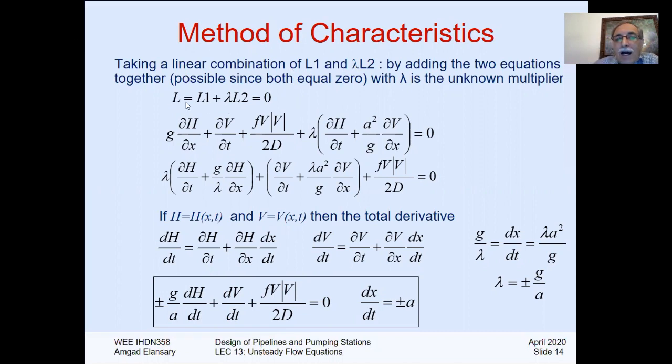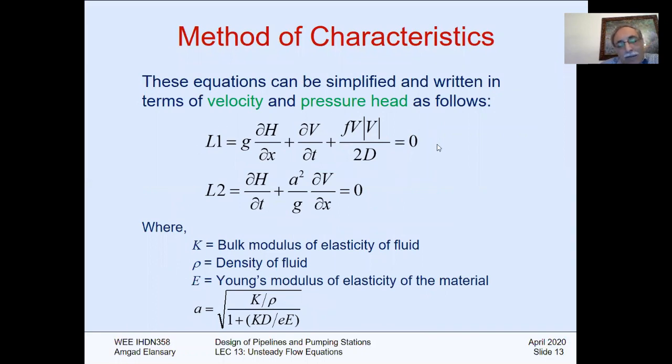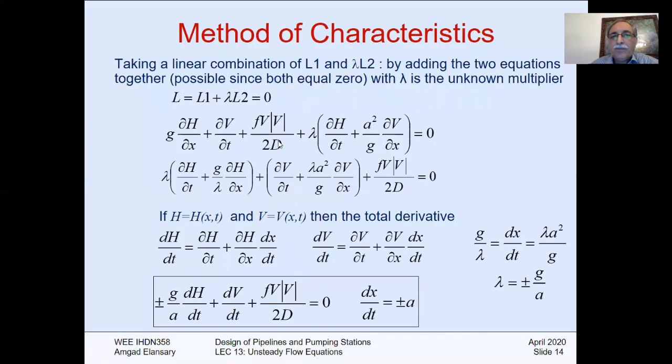But first, I'm going to create a new equation, which we name L, equal to L1 plus lambda L2. Again, remember this is called L1, this is called L2. What I'm going to do right now is add L1, then multiply L2 by lambda and add it to the first one. This is simple addition, a linear combination. So L1 plus lambda L2. Nothing wrong with that.